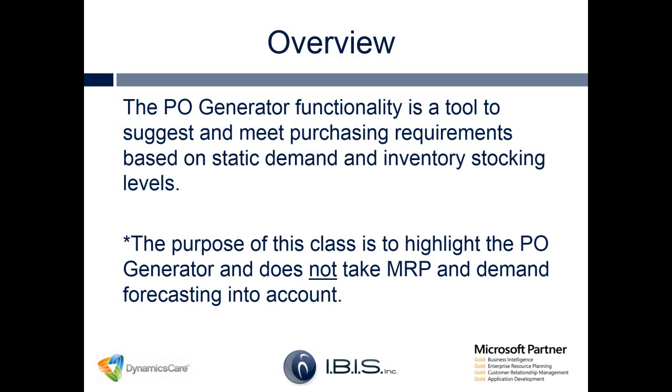The purpose of this class is to highlight the purchase order generator, and it does not take into account MRP and forecasting. I wanted to highlight that because that is a whole other piece that we could get into, but we're only going to focus on the PO generator. So it is going to look at a static demand. What do I have in my inventory? What do I need based on sales orders and my inventory levels? And what do I need in order to meet that demand?